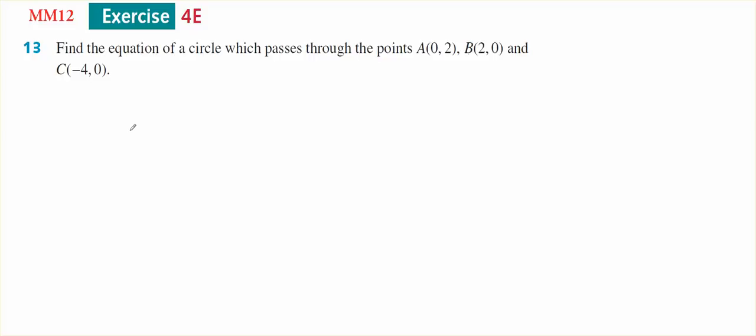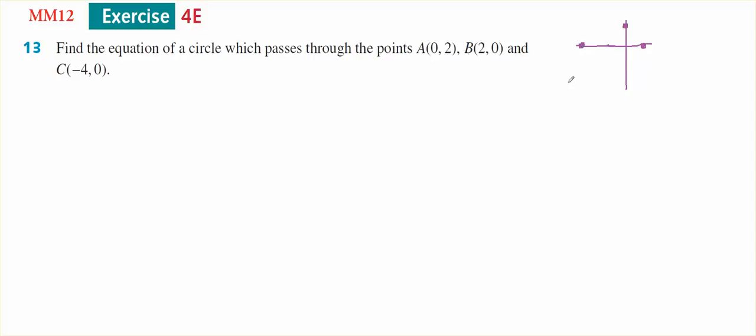This is for year 11 methods. It comes out of 4E, finding equations, and it's find the equation of this circle. The circle passes through those 3 points, which are A, which is (0, 2), B, which is (2, 0), and C, which is (-4, 0).